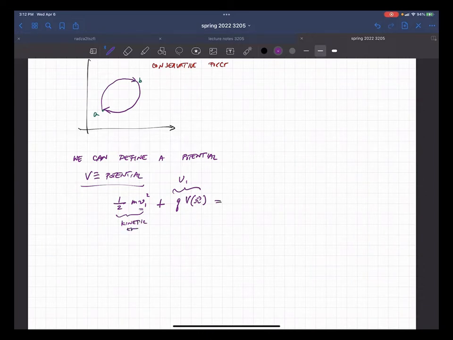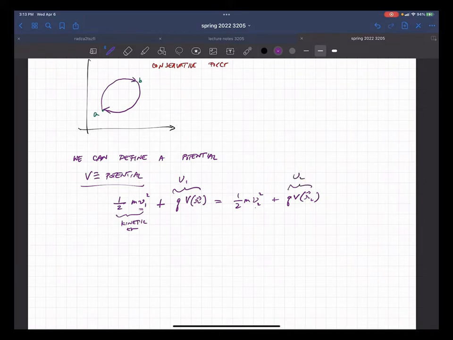This is equal to wherever, let's say we want to look at what it will do once it's at another location in space. It's equal to the kinetic energy at that location, so at the new location R2, plus the potential energy you'll have at R2.